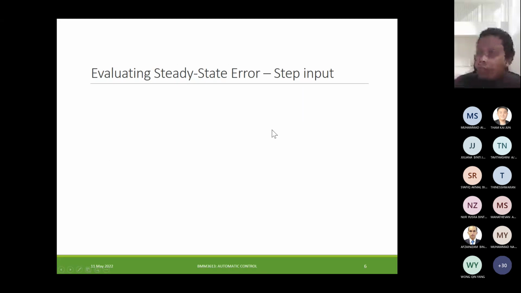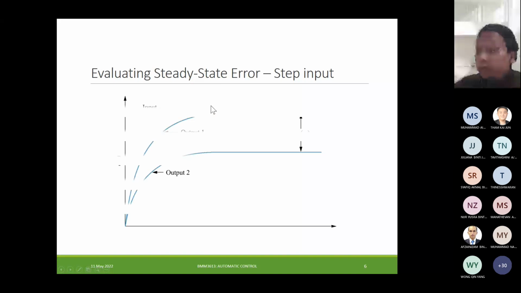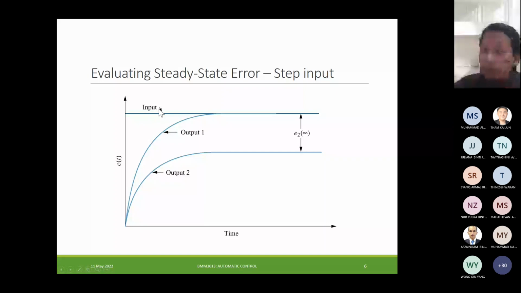So let's look at how to evaluate steady state error for a step input. If you have a step input and you plot the time response, you will see that the top graph, output 1 here, basically reaches a steady state value similar to the input value. While for output number 2, it also reaches a steady state value, but it doesn't reach the original input value. So the difference between the input and output number 2 here is the steady state error for step input. Okay.